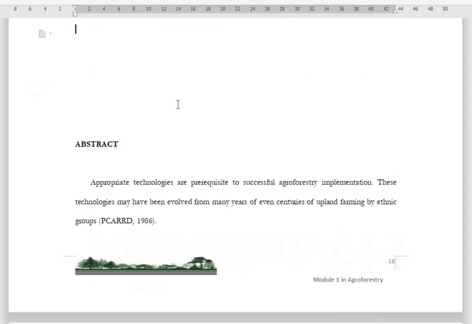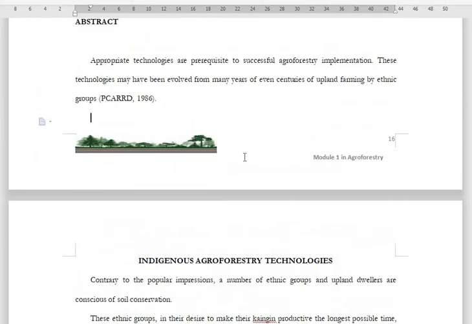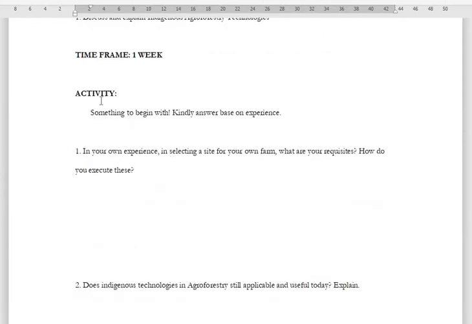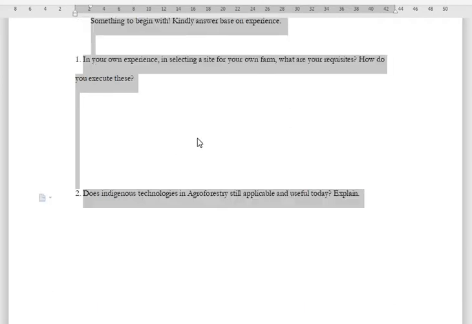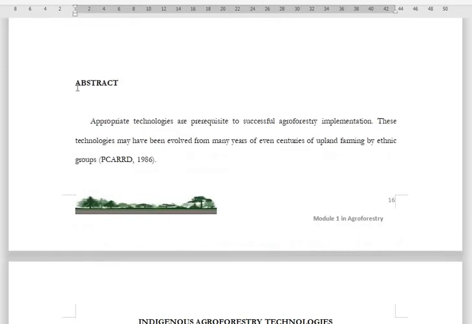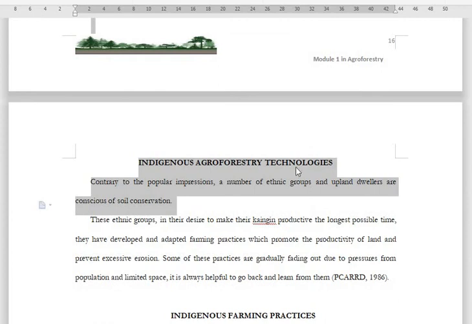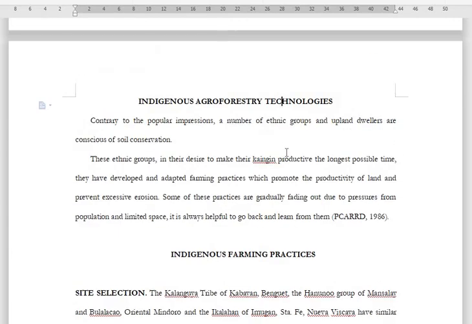Okay? So here, the abstract, the explanation of the lesson, is related to this activity. Some of you may answer already, but I recommend and suggest that you do not answer yet, but read the abstract of the lesson first. The lesson contains everything, the explanation.